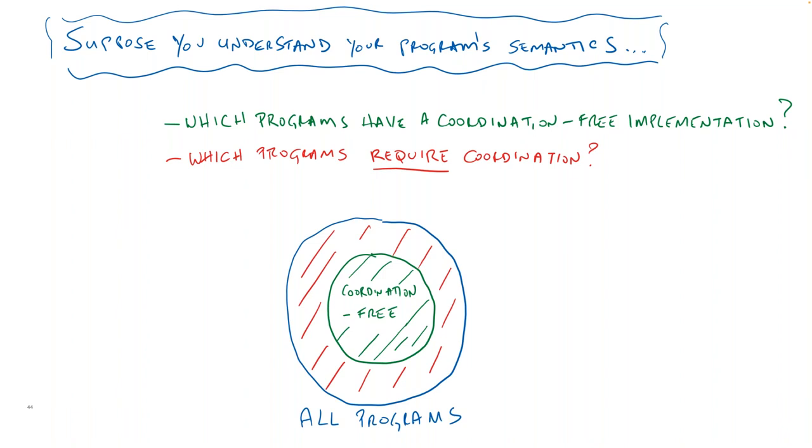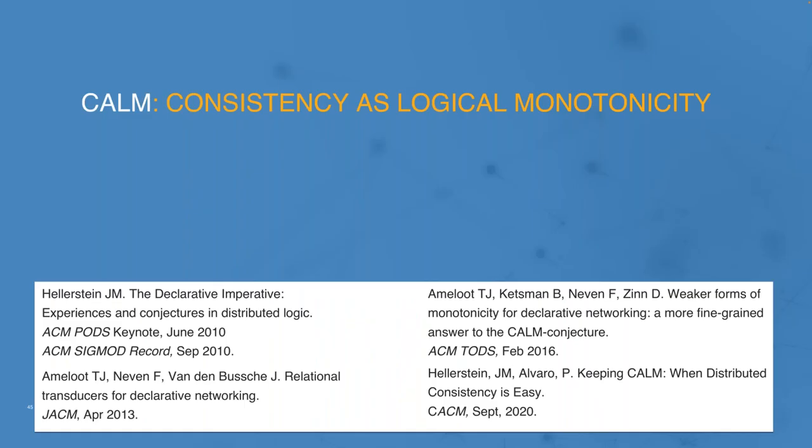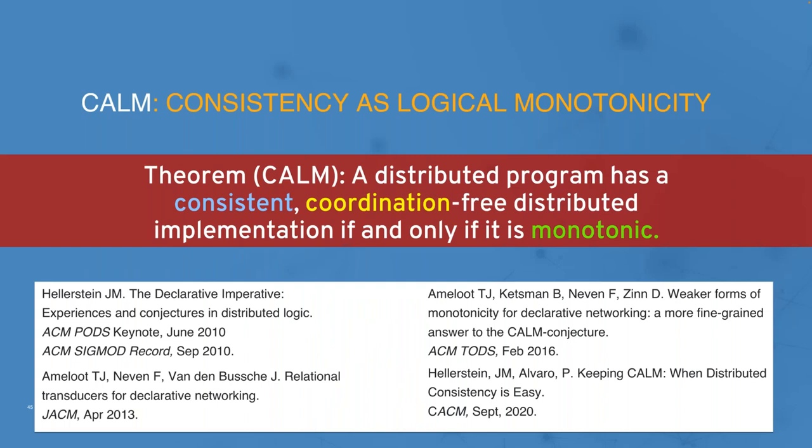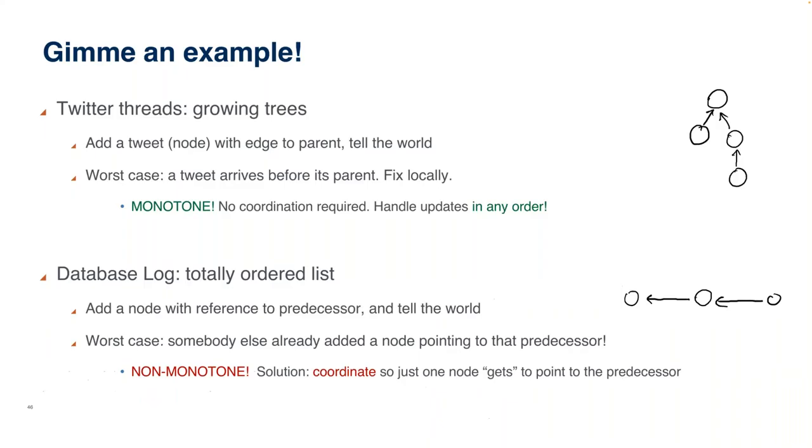So this is a theory question that hadn't been asked or answered till about 10 years ago when I brought it up. It has been asked and answered since. It's a theorem called the CALM theorem. And it says that programs can run in a distributed environment and get consistent outcomes without coordination if and only if they have a property called monotonicity. They're monotonic. Okay, let me give you an example.